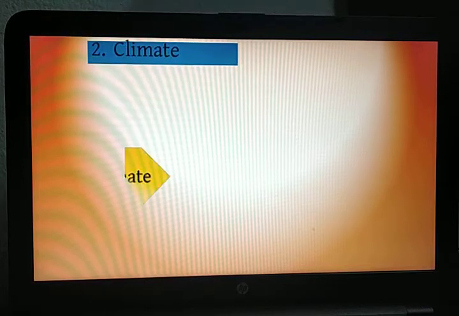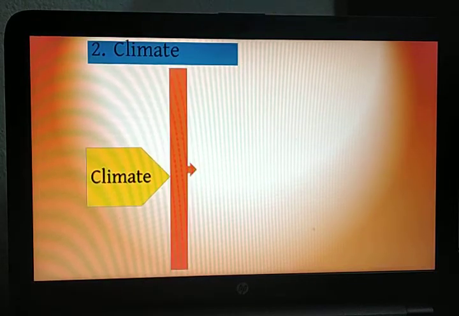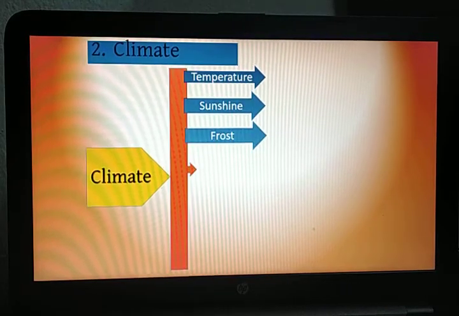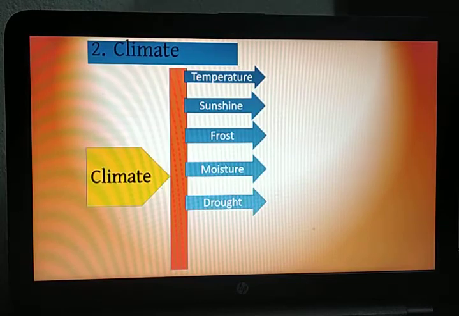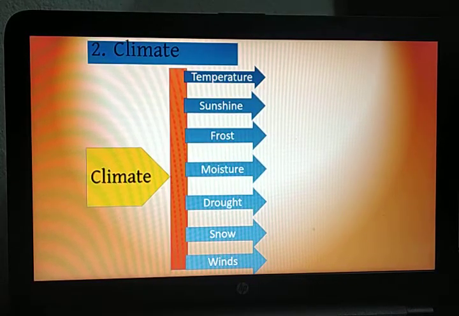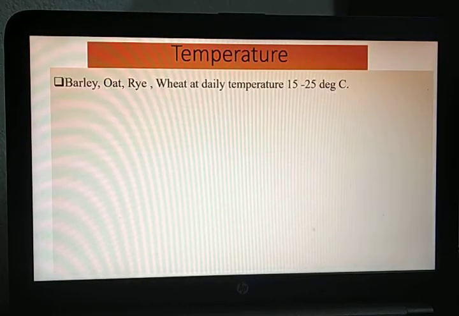Next, climate. There are different components of climate like temperature, sunshine, frost, moisture, drought, snow, and winds. These 7 components of climate influence agricultural practices throughout the globe. First, temperature. Barley, oat, rye, wheat grow at daily temperature 15 to 25 degrees Celsius. So these crops require a temperature range of 15 to 25 degrees Celsius. Different types of crops require different types of temperature.